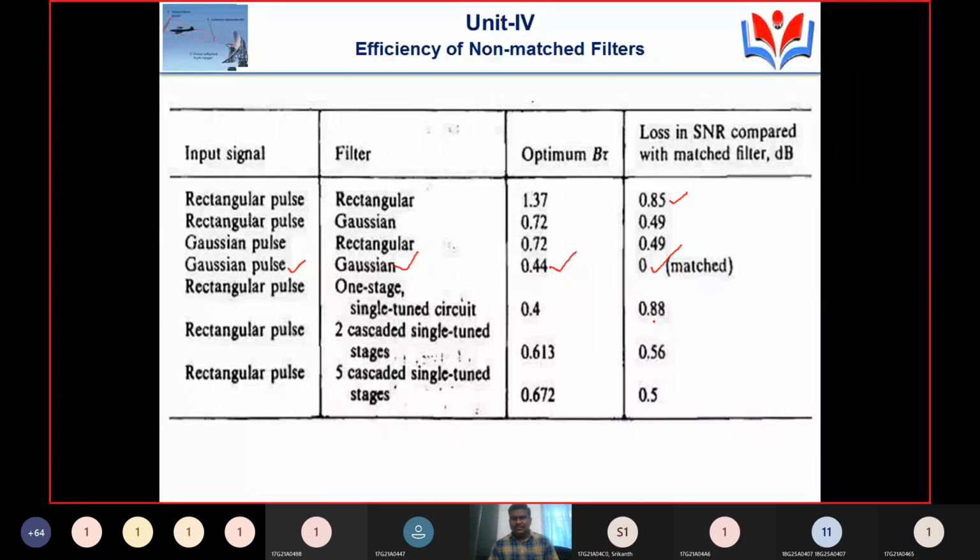What is this one? A rectangular pulse is transmitted and received, and if you use a one stage single tuned circuit as a filter, then we will have the loss of 0.88. 0.88 means what? It is higher.